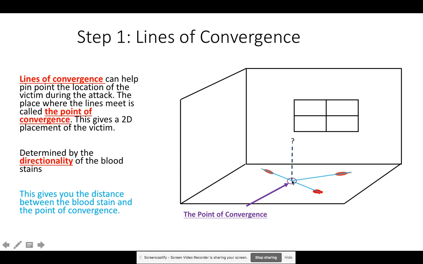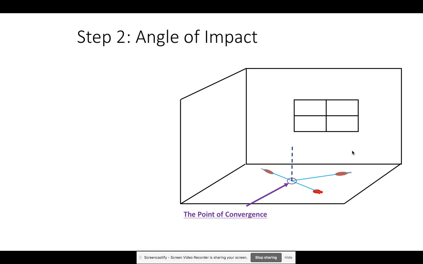However, we can't figure this out quite yet. Right now, we just know where it happened in the room, but we don't know how high up it was. So now we have to do our next step, which is what you learned yesterday. Now we are going to calculate the angle of impact for our 3 bloodstains.